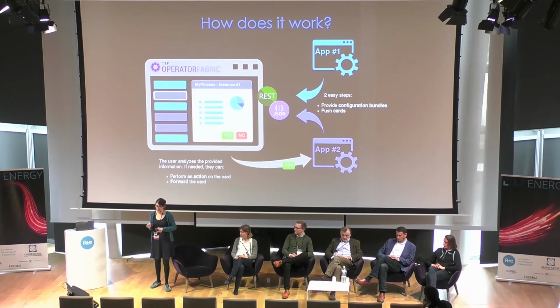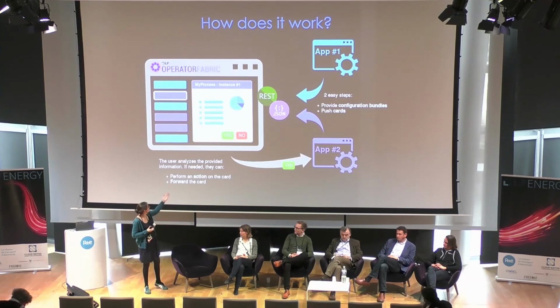And then once you've done that, you can just push cards as raw data. They're just plain JSON. And all this is done through a REST API. And then OperatorFabric will take care of the rendering of the cards and the routing of the card to the appropriate people. And once this is done, you'll get your notification feed, and the user will be able to, again, get just the data that you want him or her to see, and be provided with buttons or any type of input to be able to act on the card.